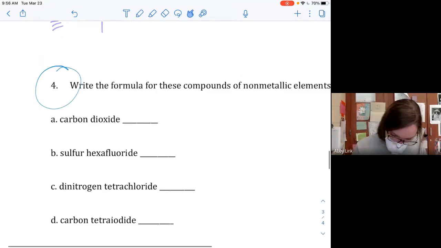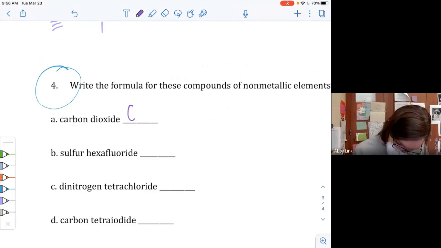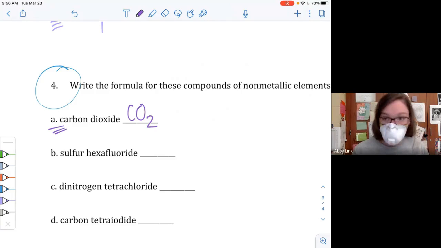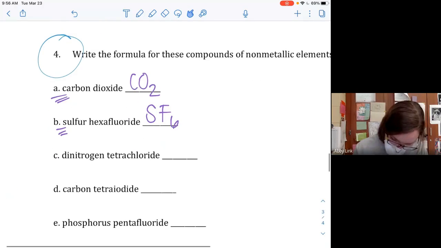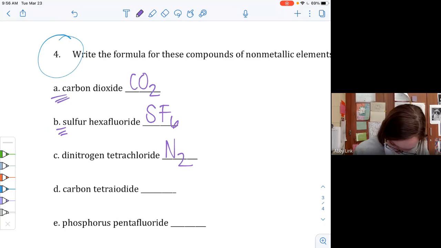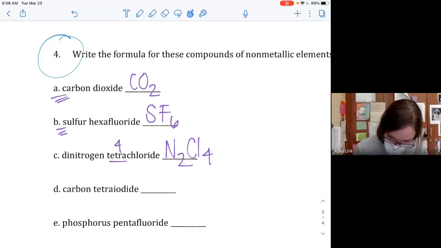All right, so carbon dioxide, CO2. There's no prefix on carbon, so that means there's only one of them. Sulfur hexafluoride, so SF6. Again, no prefix on sulfur, so it's just 1. Hexa is 6. Dinitrogen, so N2. Tetra is 4. Chlorine is Cl, so N2Cl4.